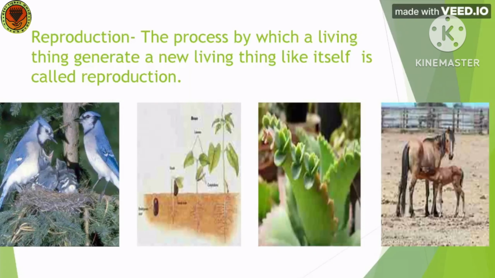Next, reproduction. The process by which a living thing generates a new living thing like itself is called reproduction. Some animals give birth to their young ones. Some lay eggs, and their young ones hatch out of the eggs. New plants are produced from the seeds, stem, or leaves of the plant.